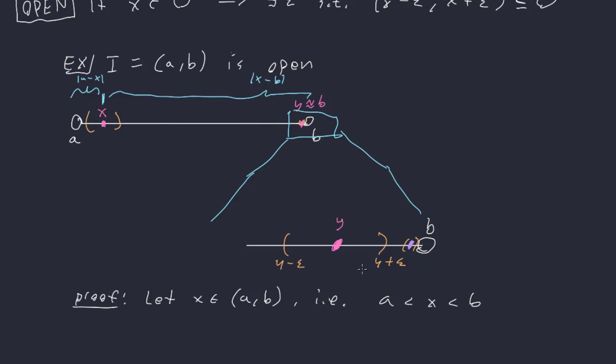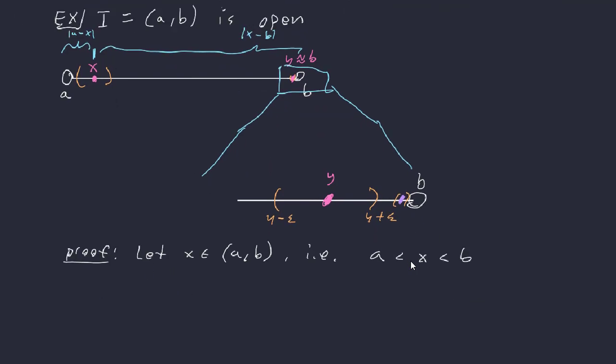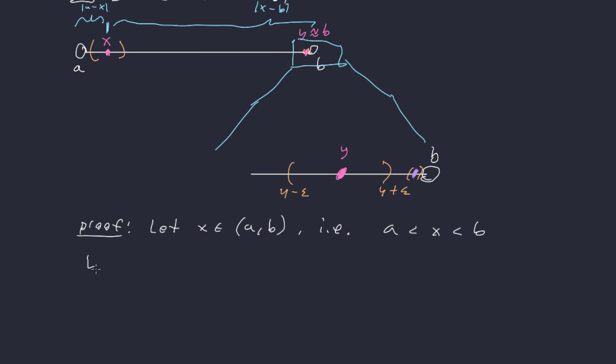Okay, so we're just going to choose the smallest one. So let epsilon be the minimum of either the absolute value of A minus X or the absolute value of X minus B. Now, this is going to pick the exact distance. We could also chop these in half if we wanted to. So we could take the minimum and then cut it in half if we want to be really rigorous.